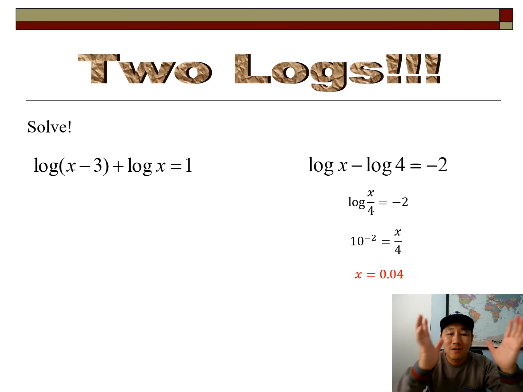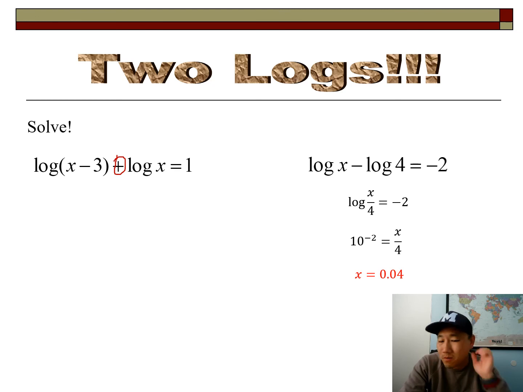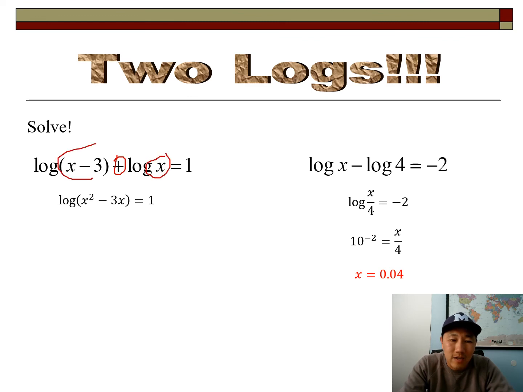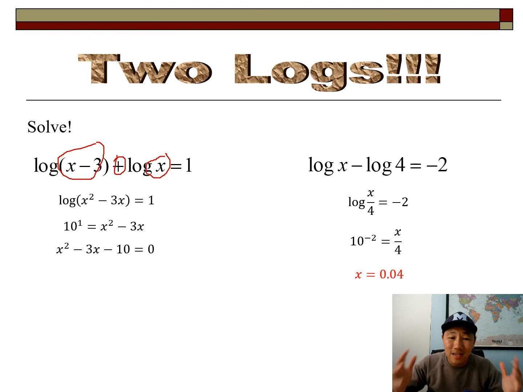You've got 2 logs, combine them. What happens when there's a plus sign in between them? When you combine them, they turn into multiplication. So there it is. I multiplied the x with this whole thing. Turn it into exponential form. 10 to the first power equals x squared minus 3x. Notice at this point, x squared, we have a quadratic equation. x squared minus 3x minus 10 equals 0. Quadratics! We get to visit that chapter again.